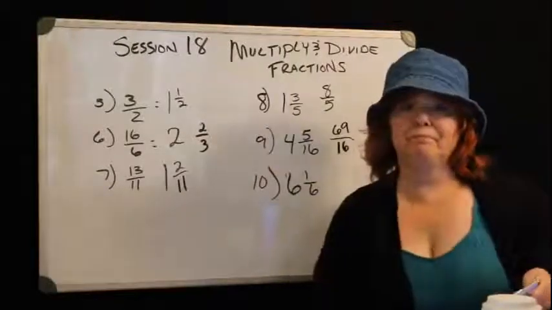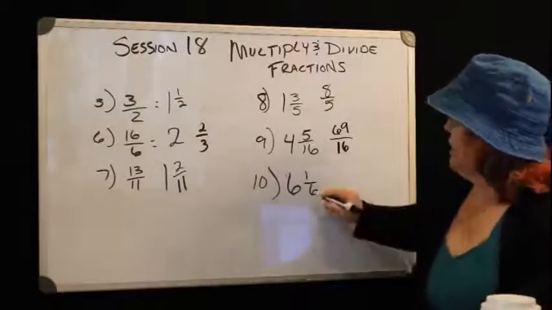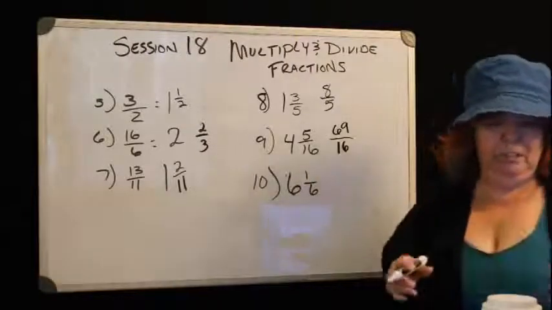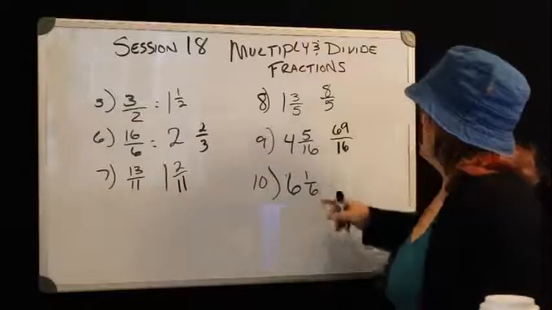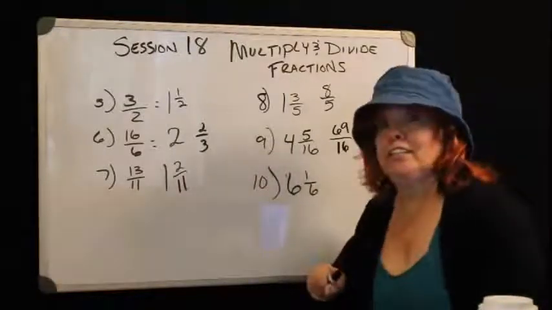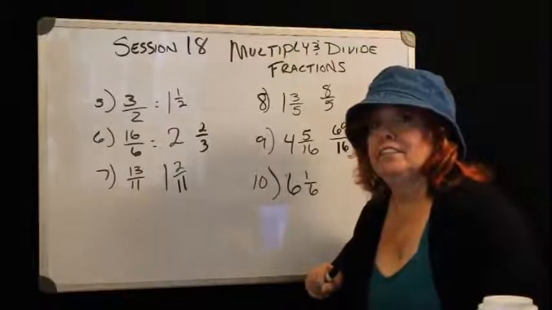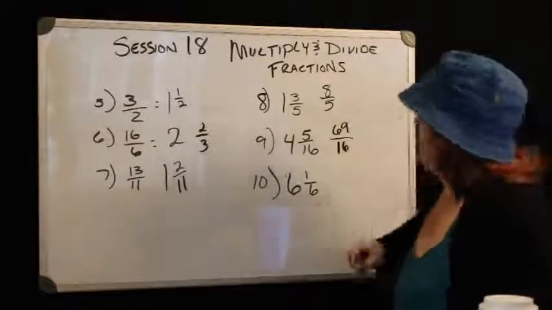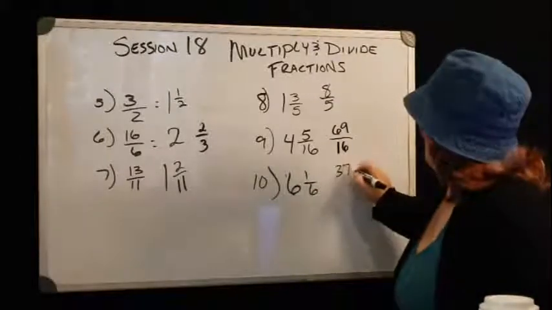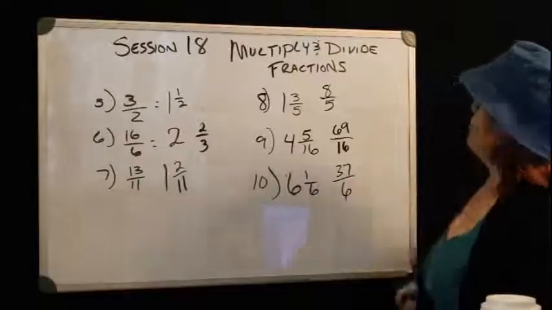6 times 6 is, come on, you know your times tables. Here's a shortcut. 5 times 6 is 30, plus 6, 36. So 36 plus 1, 37. 37 over 6. Okay?